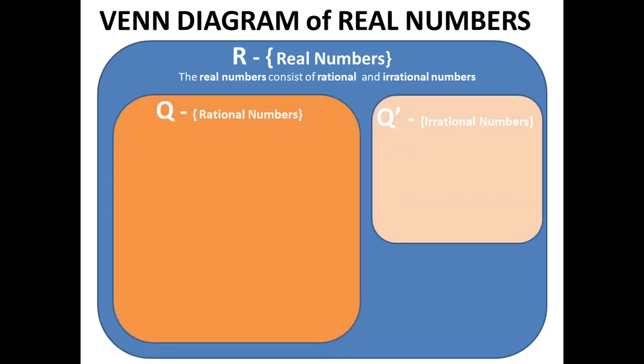Under real numbers, we have our rational numbers and irrational numbers, wherein rational numbers are denoted by Q and irrational numbers are denoted by Q prime. Under rational numbers, we have our fractions, the whole numbers, the counting numbers, the integers, decimals, and so on. Under our irrational numbers will be our radicals and pi.